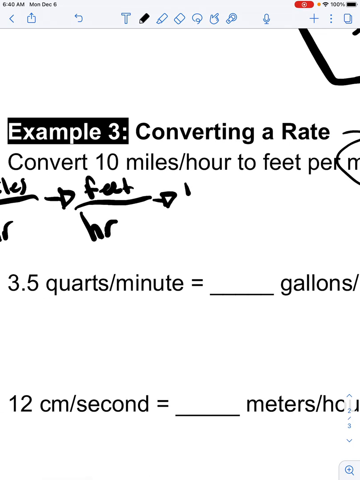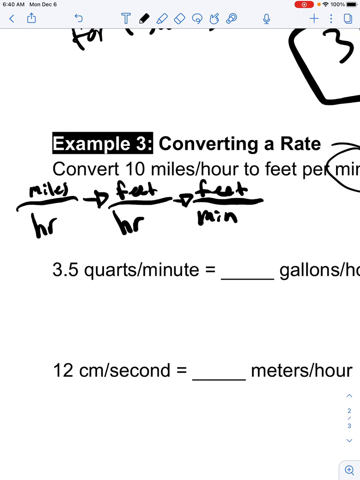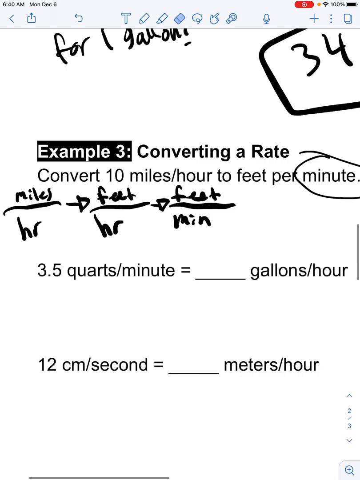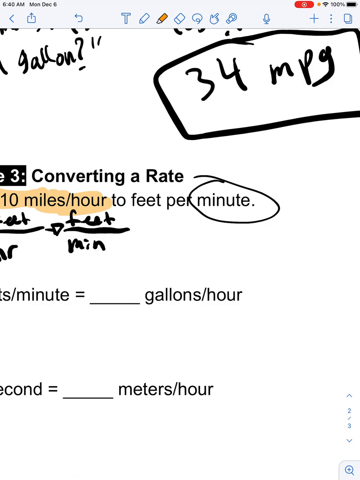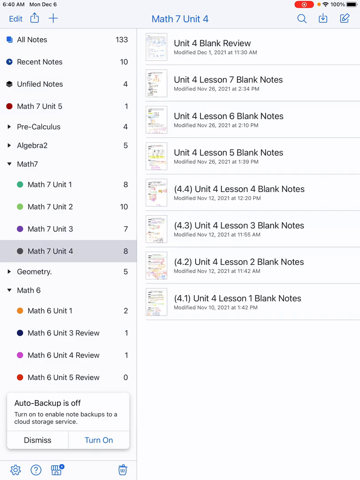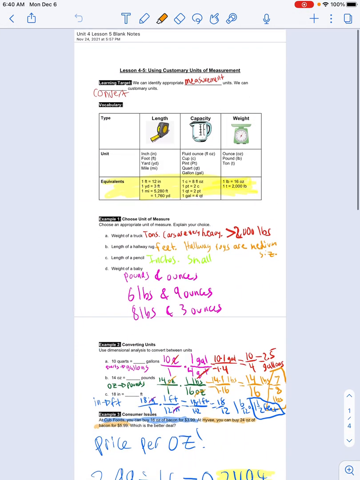So then I'm going to keep my top the same, but now I need to change hours to minutes. So the important thing to see is 10 miles per hour. That's what we're going to start with. And you may have to remind yourself, you can go back and see if we can find it real quick, our unit conversions from our previous unit right here.